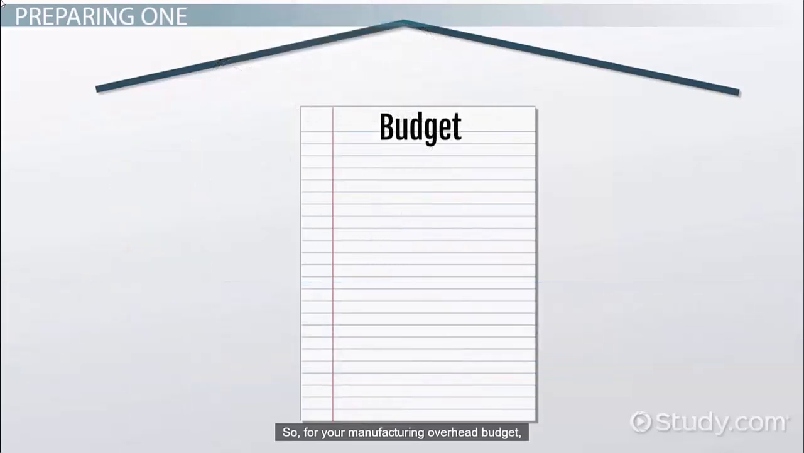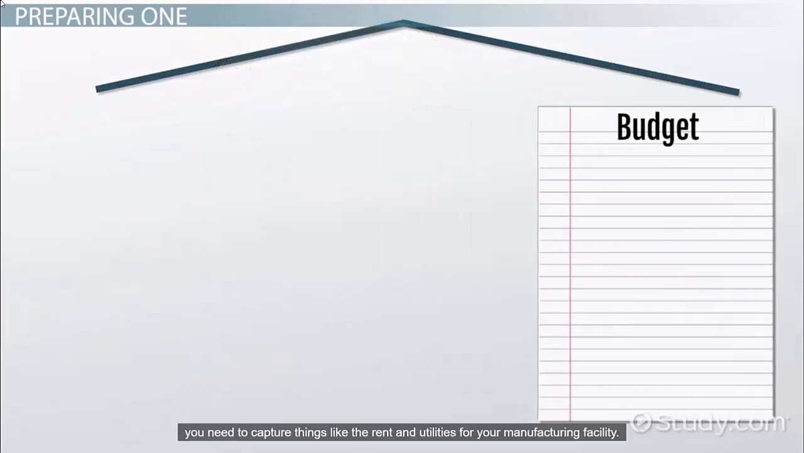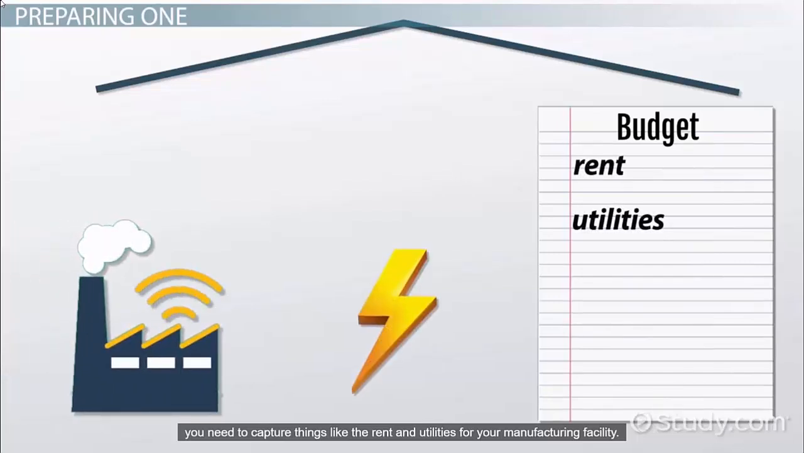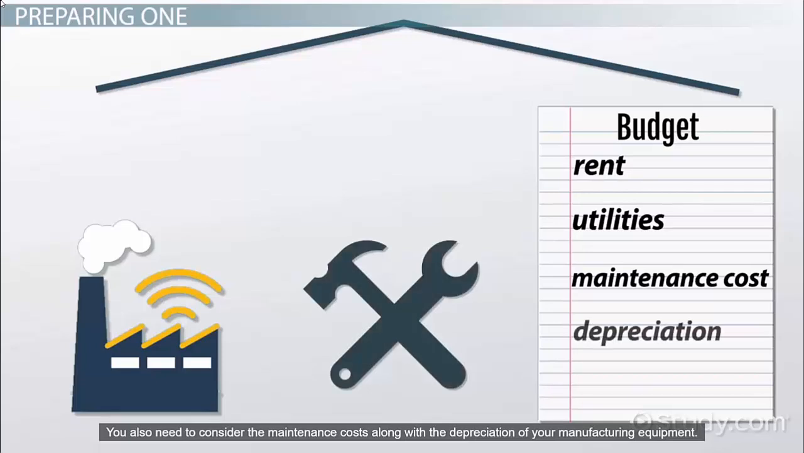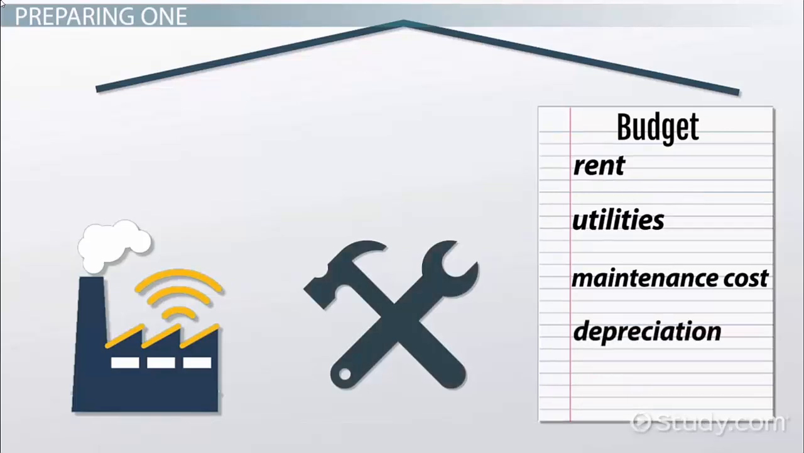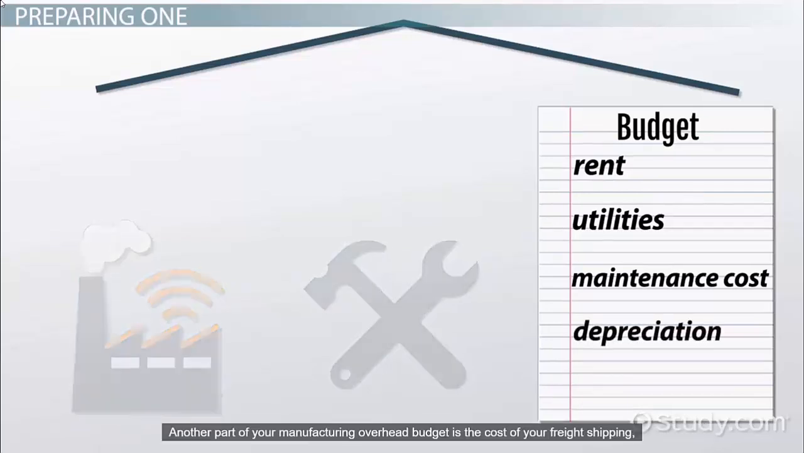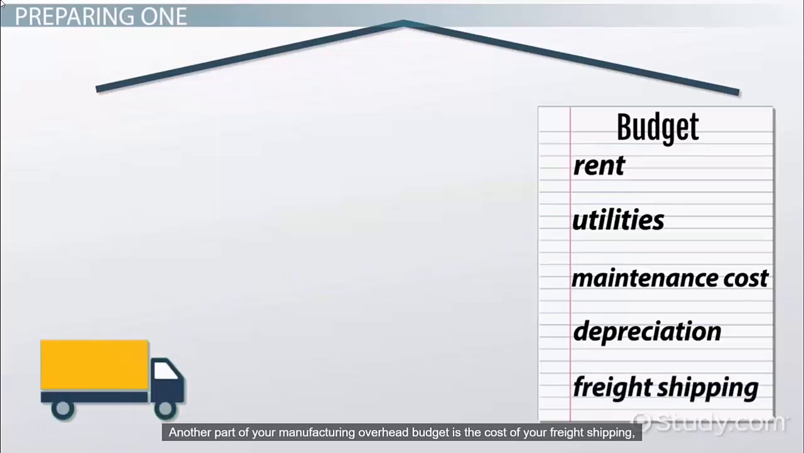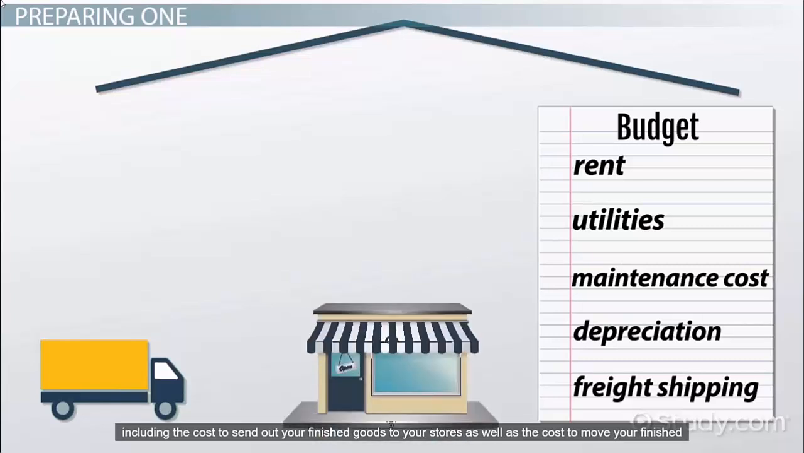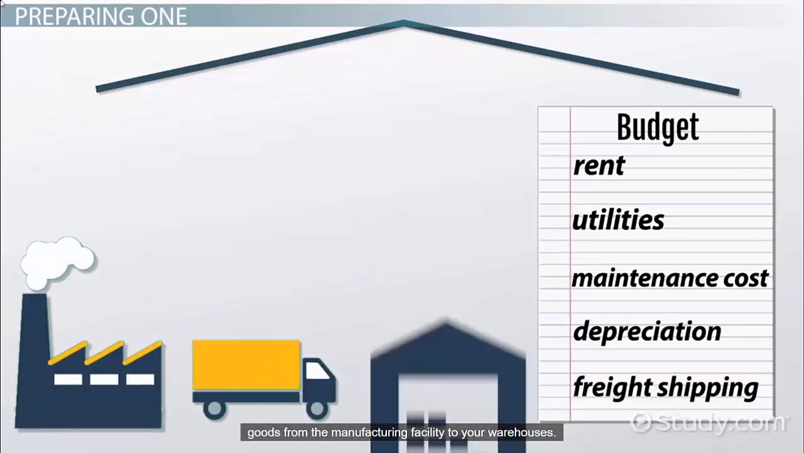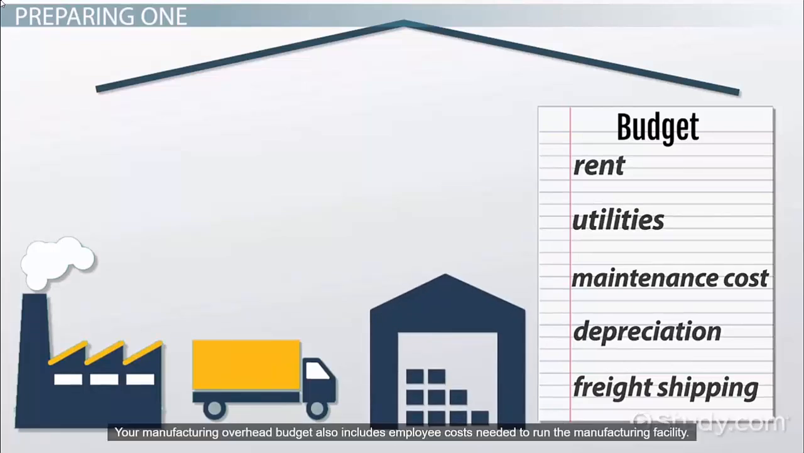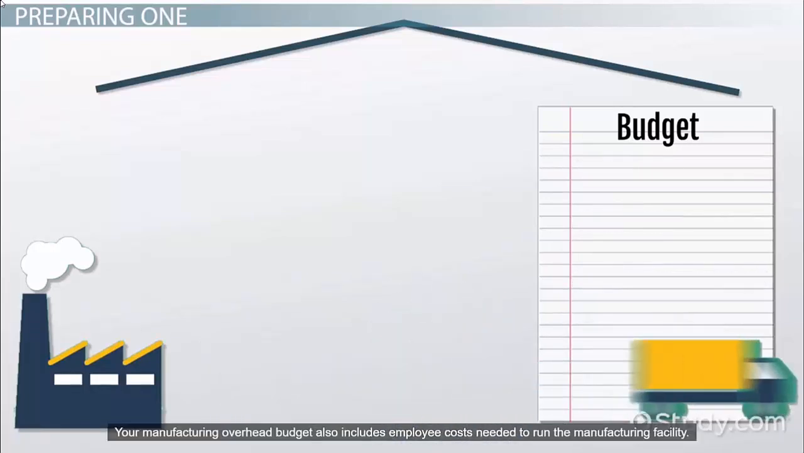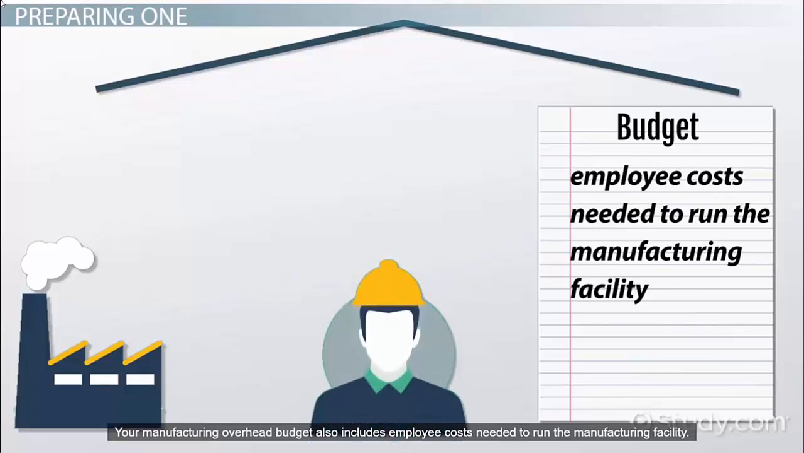So, for your manufacturing overhead budget, you need to capture things like the rent and utilities for your manufacturing facility. You also need to consider the maintenance cost along with the depreciation of your manufacturing equipment. Another part of your manufacturing overhead budget is the cost of your freight shipping, including the cost to send out your finished goods to your stores, as well as the cost to move your finished goods from the manufacturing facility to your warehouses. Your manufacturing overhead budget also includes employee costs needed to run the manufacturing facility.